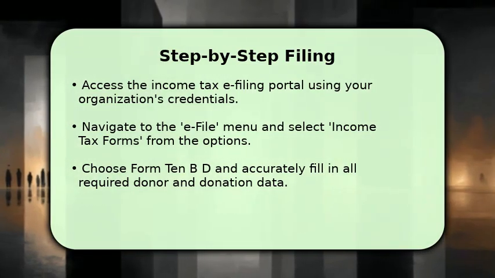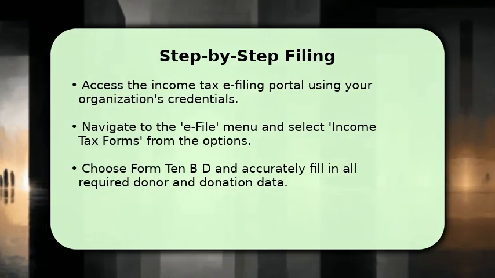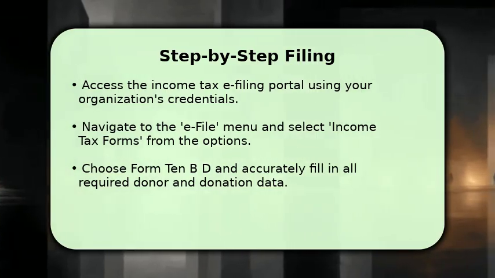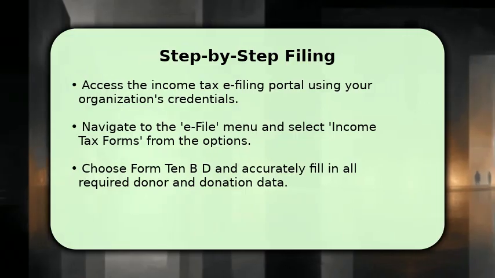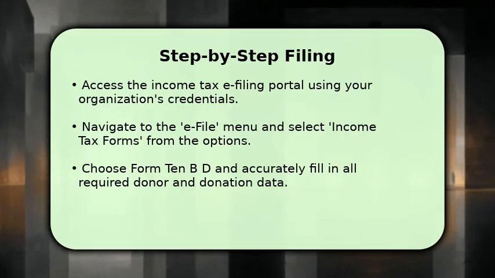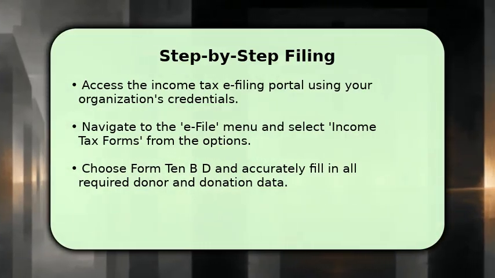The actual filing process begins on the Income Tax e-filing portal. First, log in with your organization's valid credentials. Once inside, locate the e-file menu and proceed to Income Tax Forms. From there, select Form 10BD. Carefully enter all the requested information regarding your donors and the donations received. Pay close attention to detail to avoid errors.